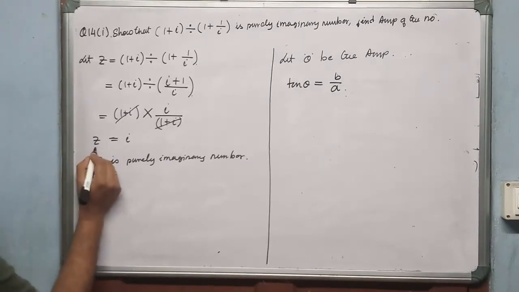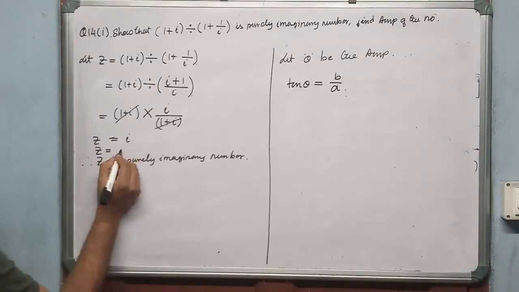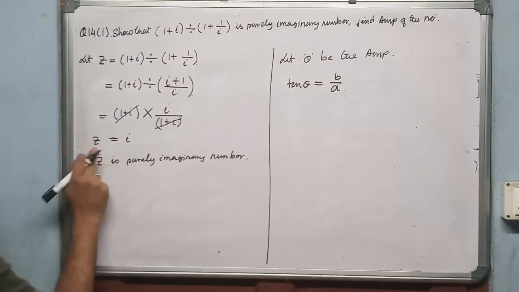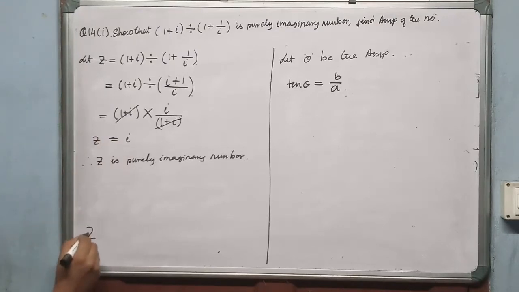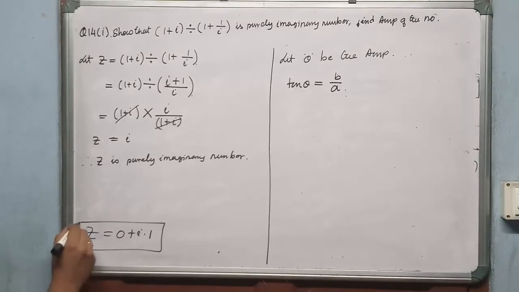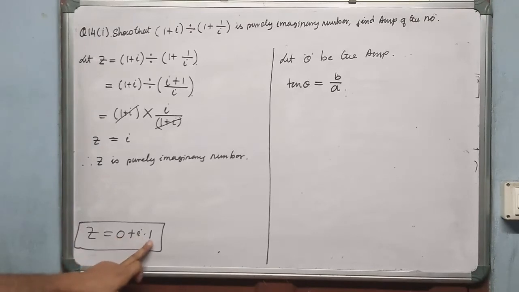In this complex number, now say, I'll write once again, I'll write over here. Now say z equals i. Then we can consider it is 0 plus i into 1. Raw form I'm doing over here. 0 plus i into 1 means a plus ib. a is 0, b is 1.